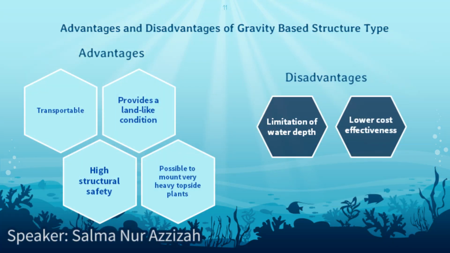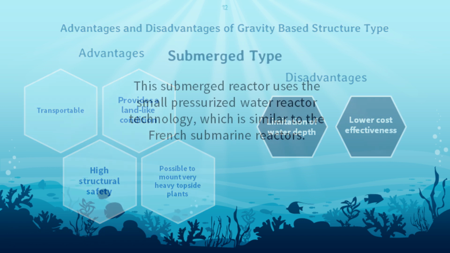Of course, GBS type has its own advantages and disadvantages. The GBS type is also transportable just like the floating type, but the GBS type has a high structural safety, unlike the floating type that is easily affected by the ocean environment. It also provides a land-like condition, and it is possible to mount very heavy topside plants. Unfortunately, the GBS type has a limitation of water depth and lower cost effectiveness.